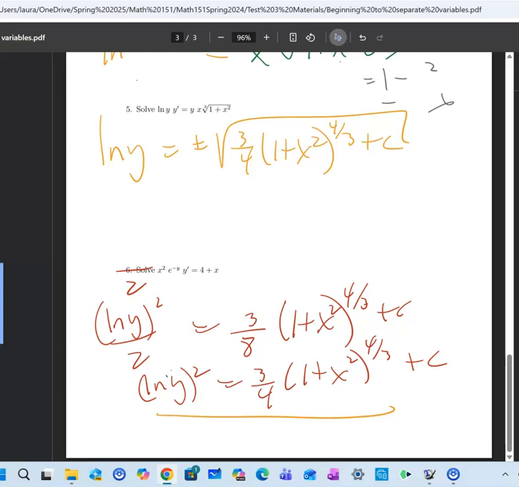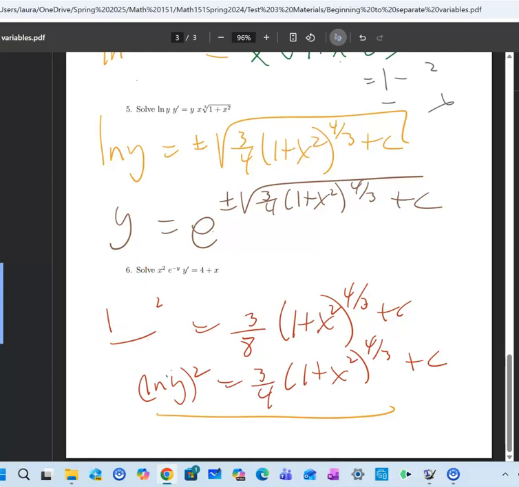And then the final step will be to take the e of both sides. So y will equal e to the plus or minus. Oh my goodness, this is a huge exponent, right? 4/3 plus c. Okay, one last one. Let's just finish it off.